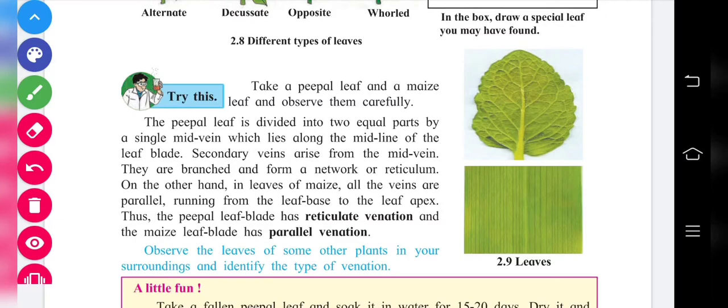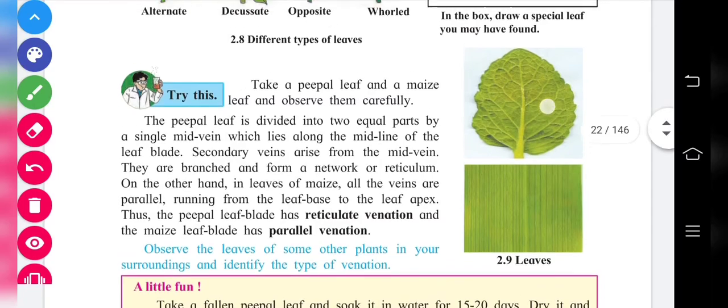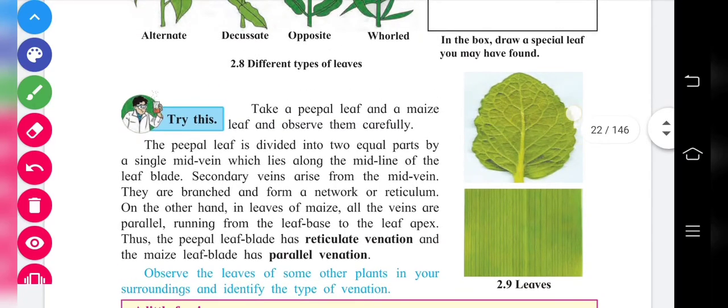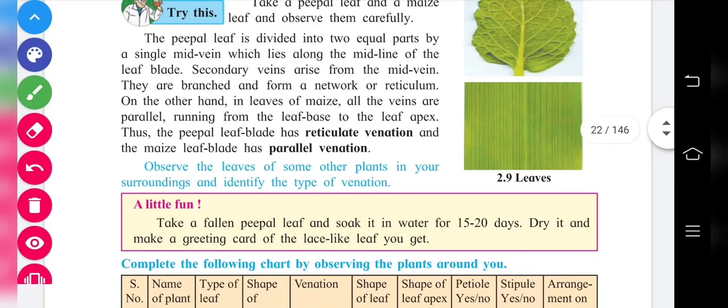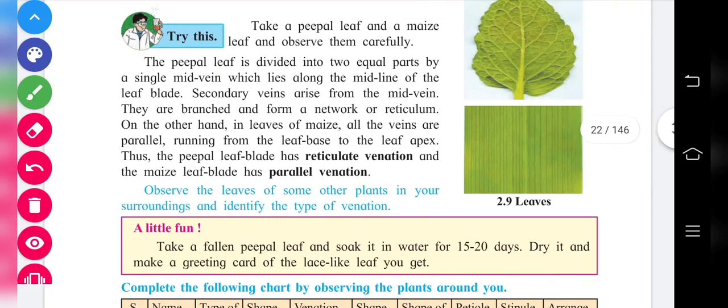On the other hand, in the leaves of the maize, all the veins are parallel. You can observe that here is the maize leaf, and all the veins are parallel, running from the leaf base. So here is the leaf base, and running from this, all the veins are parallel. Thus the pipal leaf has reticulate venation and the maize leaf has parallel venation.